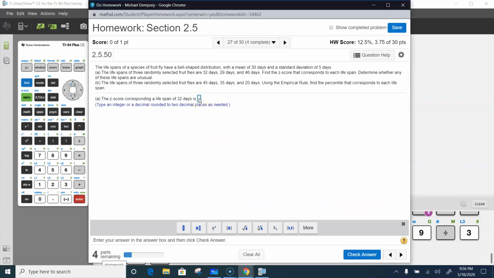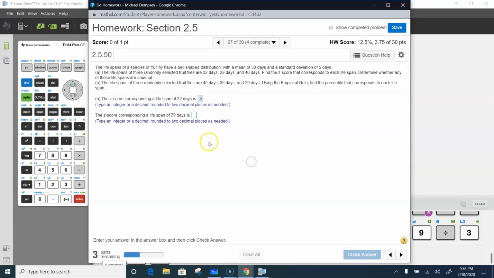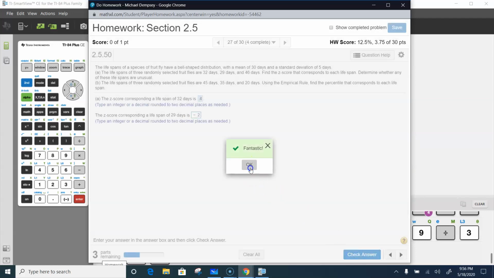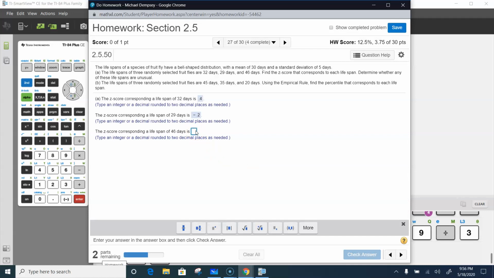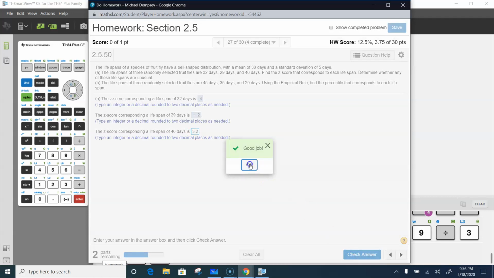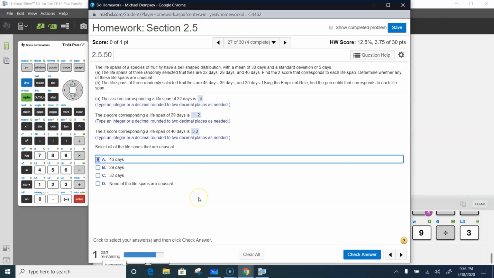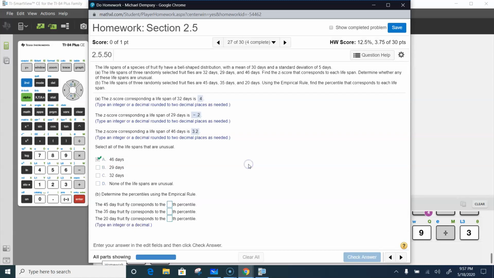So if I remember correctly, this was 0.4. This one was negative 0.2, right? And what was the last one? 3.2. Okay, so those are my 3 z-scores. Which ones are unusual? Just the one that's 3.2 standard deviations above the mean. That's the only one that we would consider to be unusual.